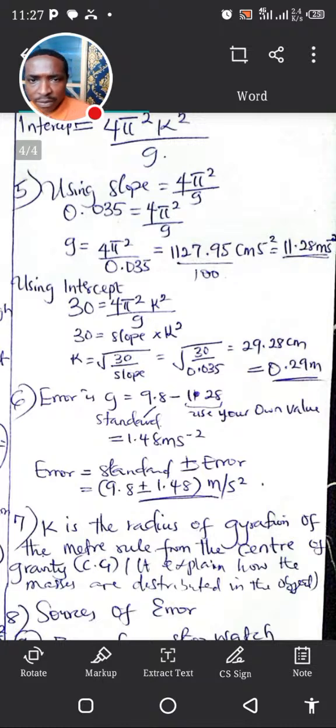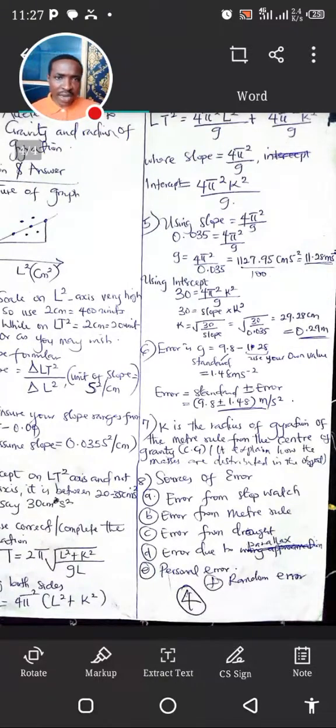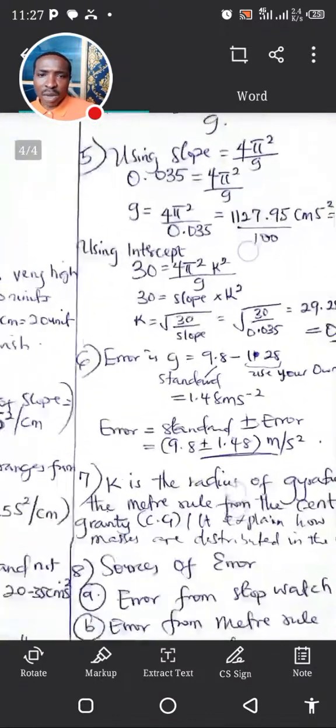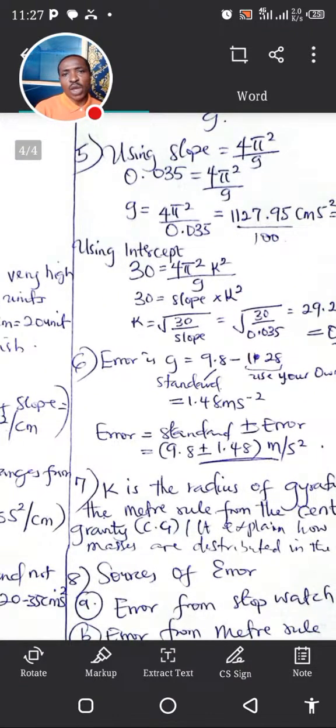Now to get our K, we use our intercept. We are just equating the equation with our equation of a straight line. So our intercept would now be equal to 4 pi square K square all over G.